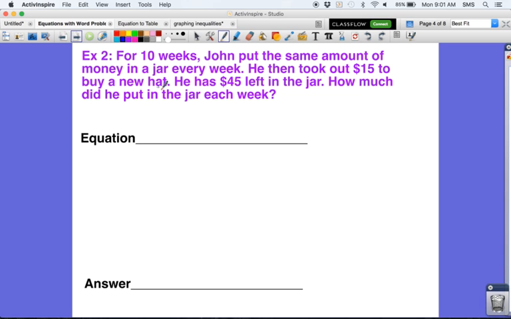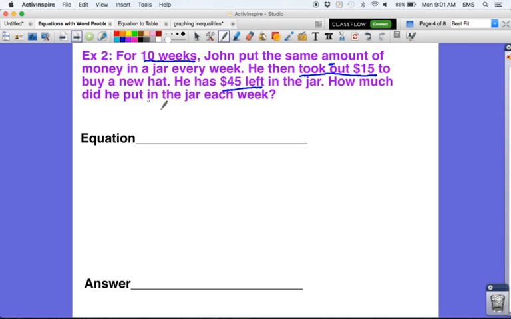So for 10 weeks, we know 10 is probably something important here, so I'm going to underline that. John put the same amount of money in a jar every week. He then took out $15. So I think that's going to be minus. If you take something out, normally you're subtracting it to buy a new hat. He has $45 left in the jar. How much money did he put in the jar each week?